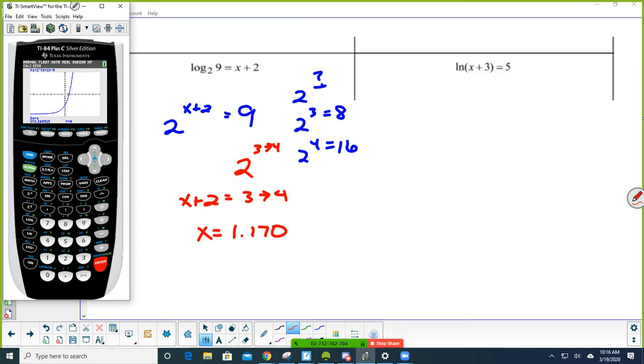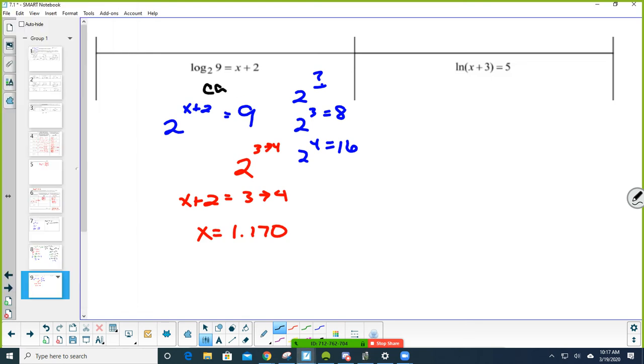But the key is, as soon as you see this, as soon as you rewrite it and you know there's no integer number that gives you 9, immediately, right here, that needs to tell you this is a calculator problem, because there's no way to do it by hand. Okay? Do this last one over here.